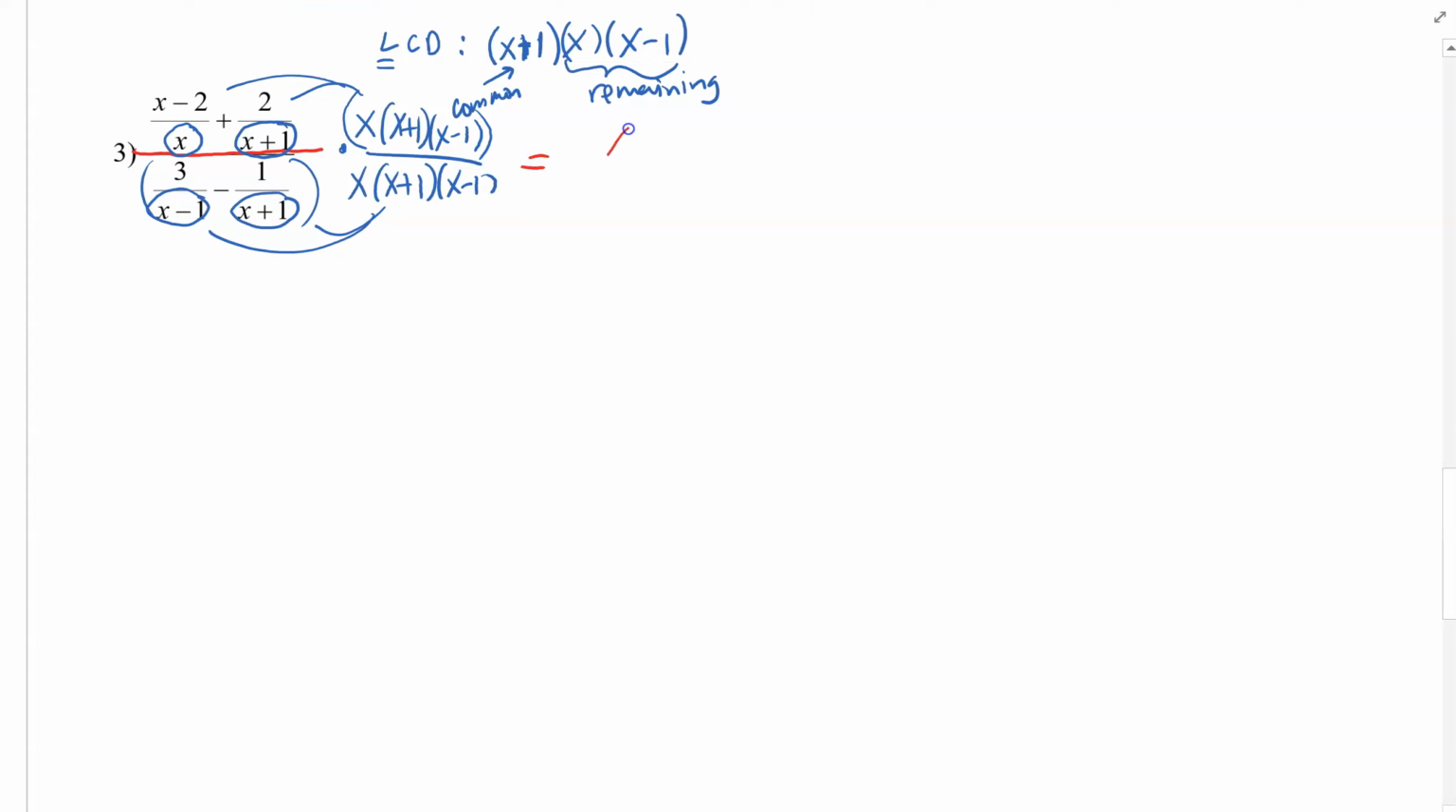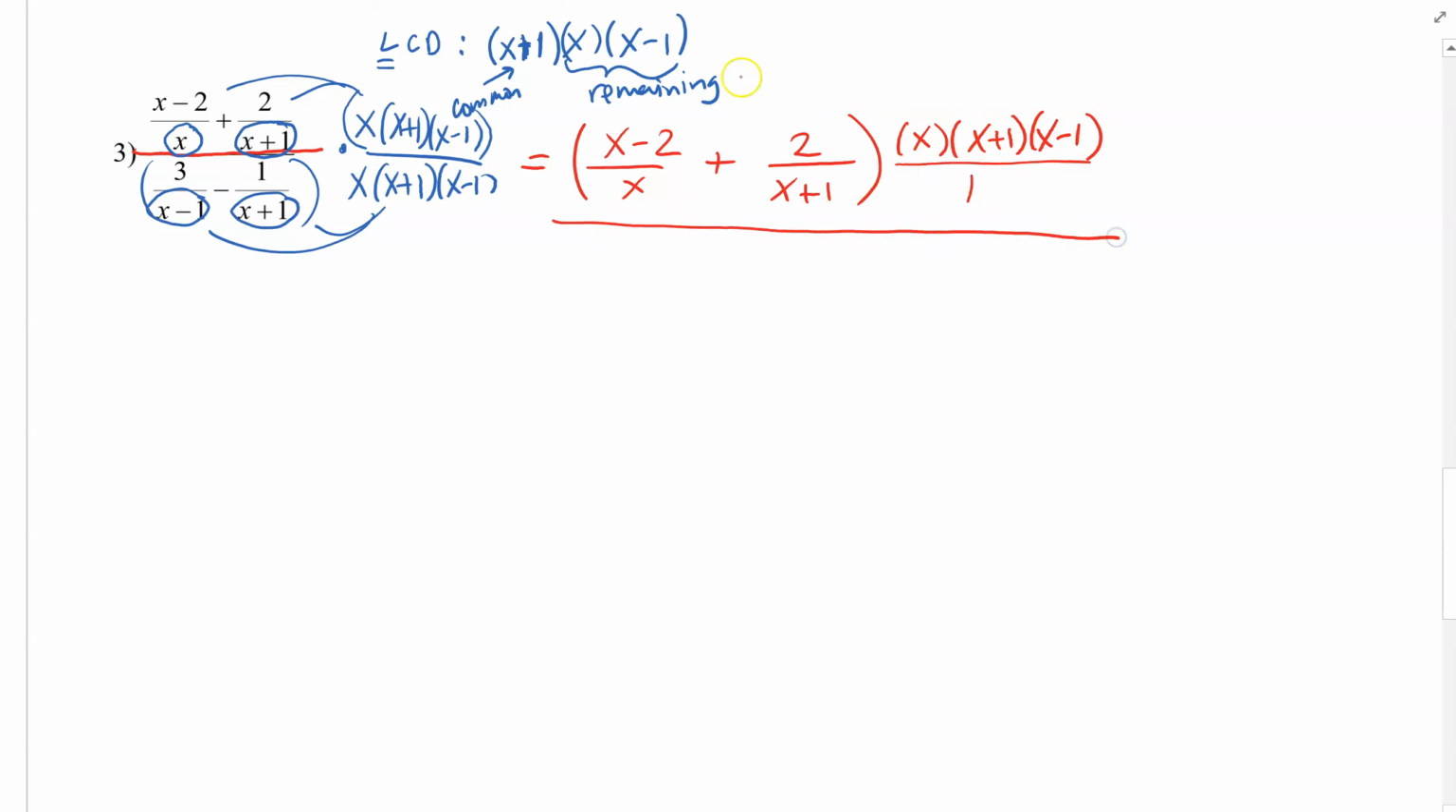So for the numerator, I have x minus 2 all over x plus 2 all over x plus 1. And that's being multiplied by x times x plus 1 times x minus 1 all over 1. That's my overall numerator. And then in my overall denominator, I have 3 times x minus 1 minus 1 over x plus 1. And that's all being multiplied by the same exact thing, right? So you multiply the same thing over itself. This quantity here just equals 1, which will give me an equivalent but simpler expression than what I currently have.